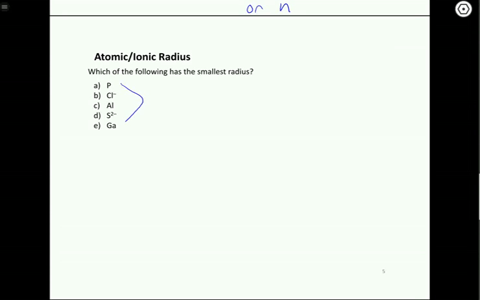Now, if we're looking at these answer choices, phosphorus, Cl-, aluminum, S2-, those first 4 are all in the n equals 3 part of the periodic table, the third row, and they all have 3p valence electrons. So we would expect all of these to be fairly similar. Remember, when we're adding electrons to the same subshell, that tends to give things that have similar radius.